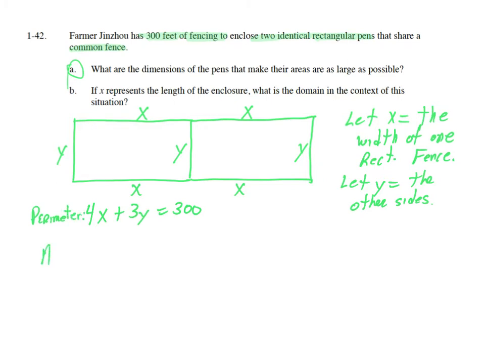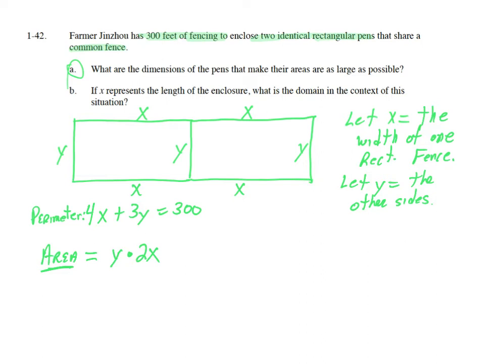So area, well, the area of the entire region is going to be y times 2x. So I've got two equations with actually three variables because we don't know the area. Let's see if we can simplify this down into two equations with two variables.